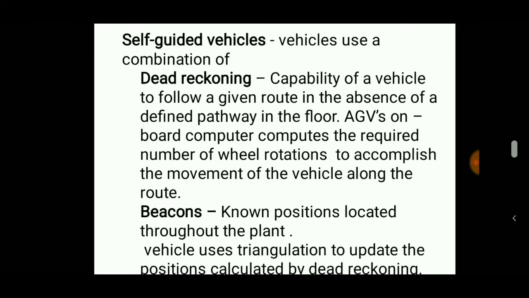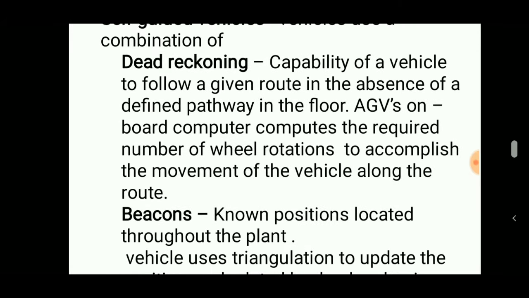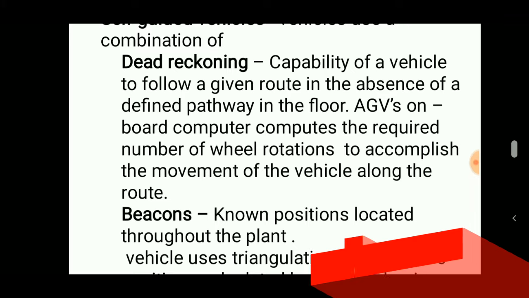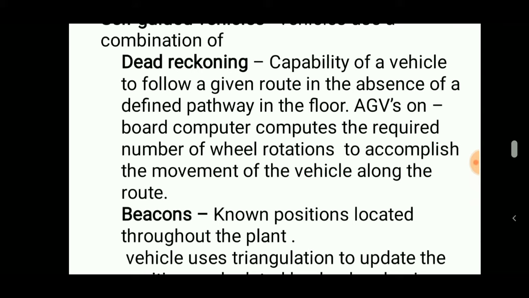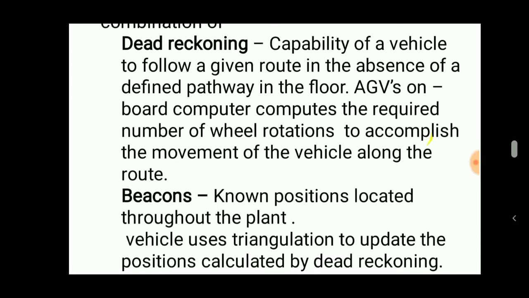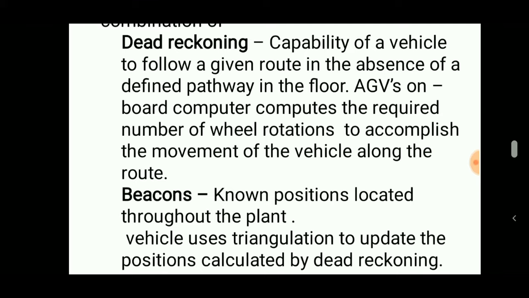Then self-guided vehicles. These vehicles use a combination of dead reckoning and beacons. So what is this? It is the capability of a vehicle to follow a given route in the absence of a defined pathway. If you consider a vehicle moving on a defined pathway, and there is no pathway ahead, what happens? The AGV onboard computer computes the required number of wheel rotations to accomplish the movement of the vehicle along the route. And beacons are known positions located throughout the plant.